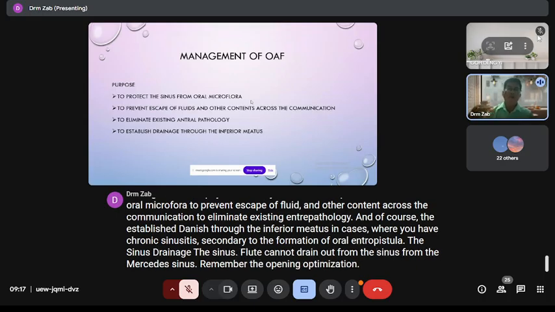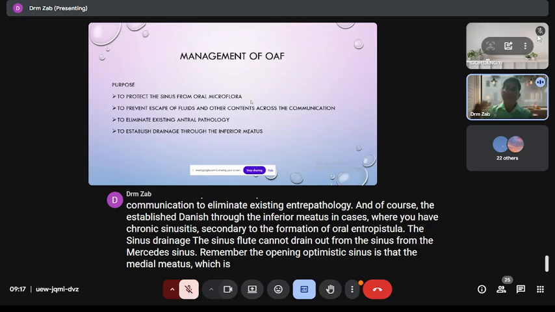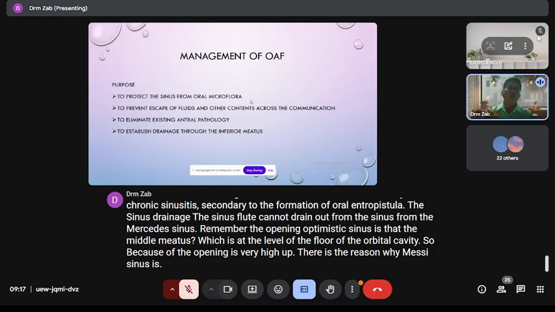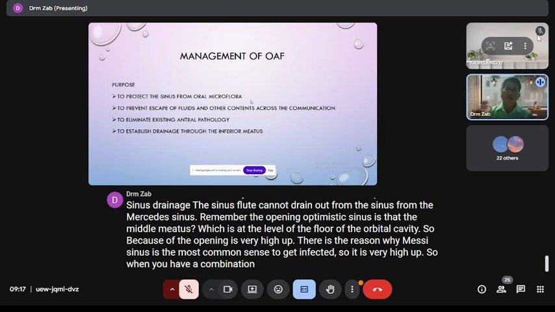Remember, the opening of the maxillary sinus is at the middle meatus, which is at the level of the floor of the orbital cavity. Because the opening is very high up, that is the reason why the maxillary sinus is the most common paranasal sinus to get infected. So it is very high up. So when you have fluid accumulation, usually fluid will be very difficult to be drained out.